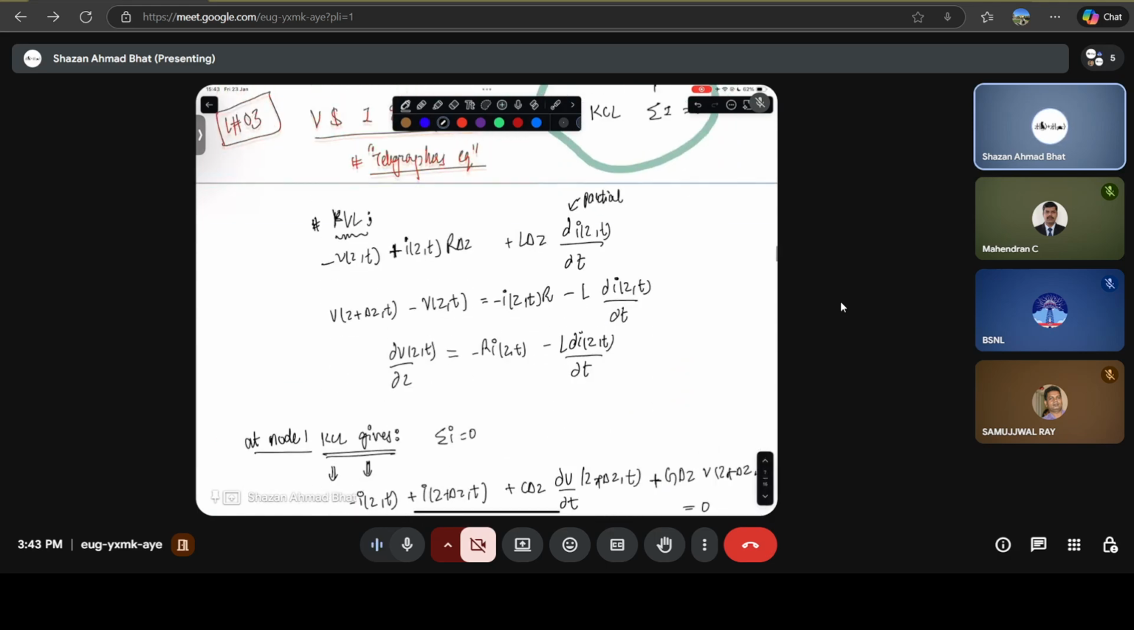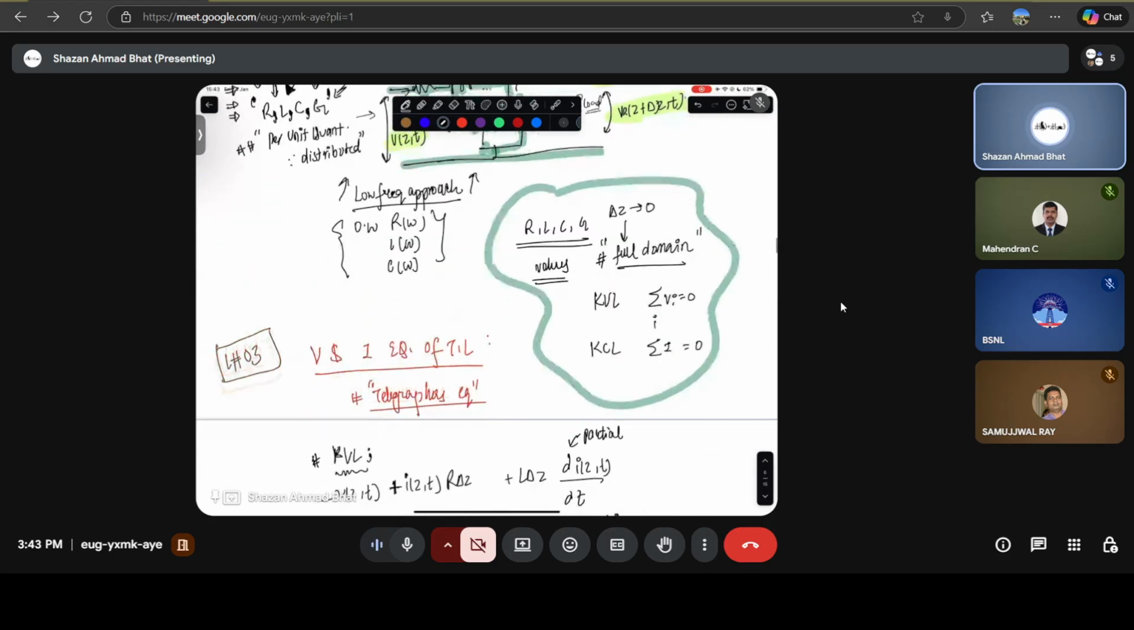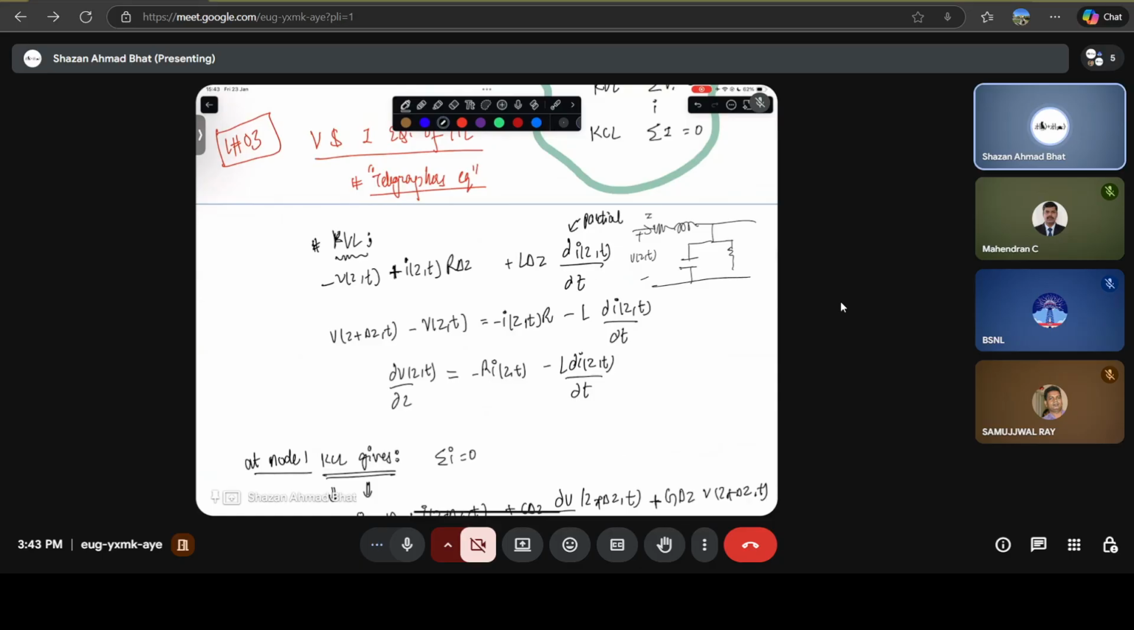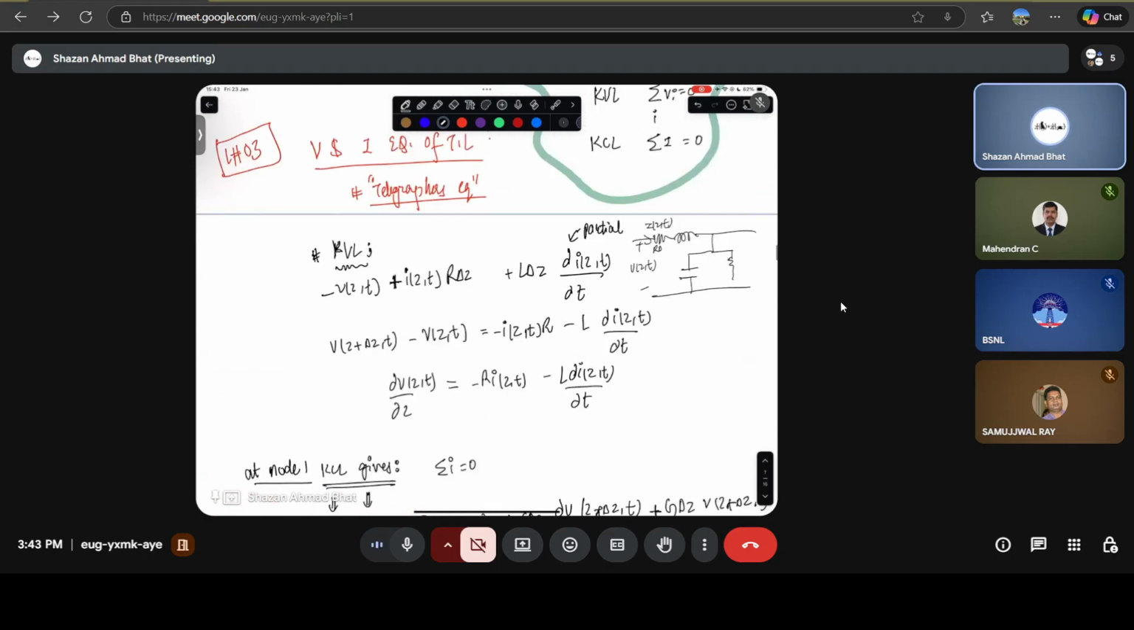So when you write the KVL, how do you write it? If you have resistance, inductance, capacitance, resistance, and you have V as a function of z comma t, and you have I of z comma t flowing here. This is R delta z, L delta z, C delta z, G delta z. Why do we write it as G? It's because G is 1 by R. So that's the reason.